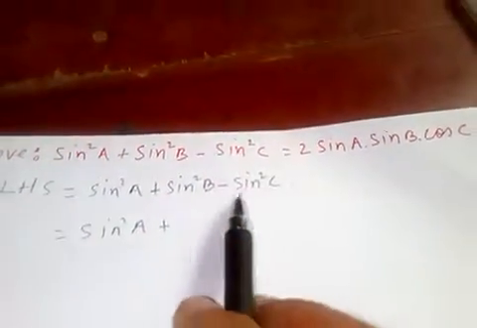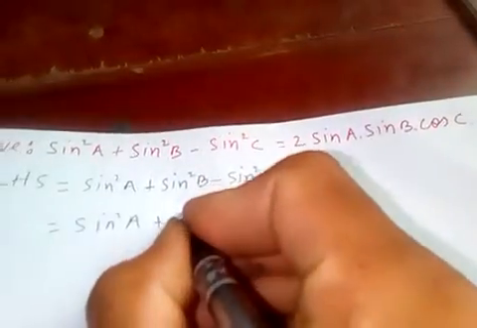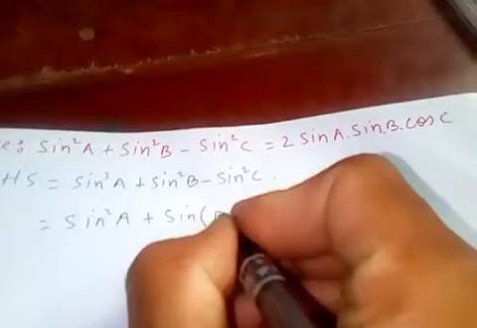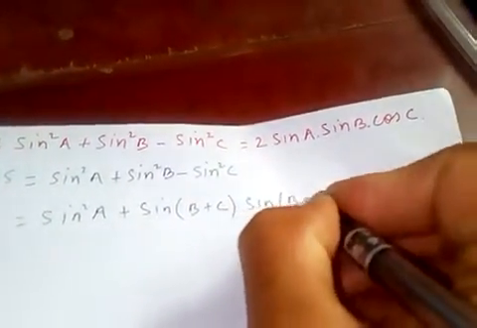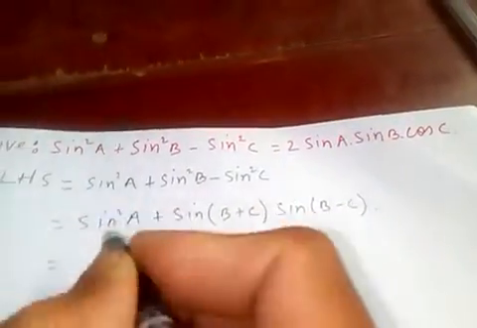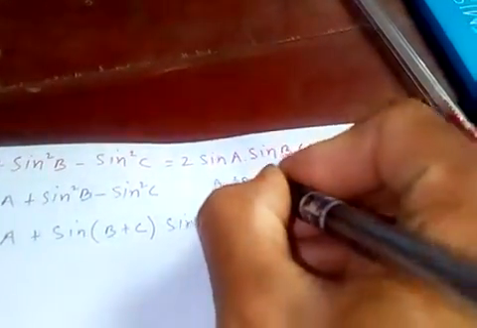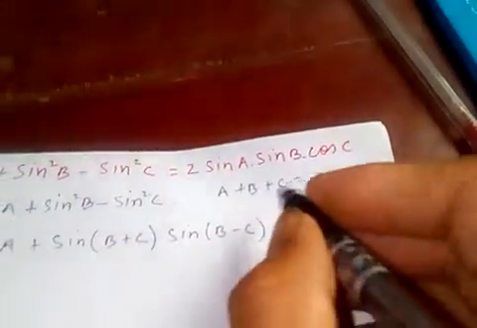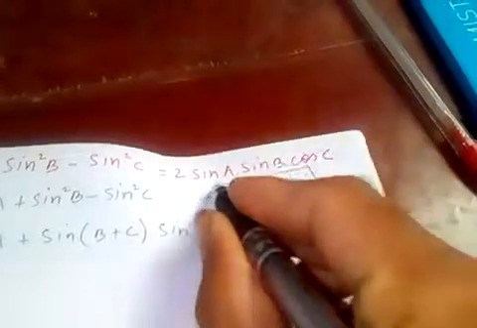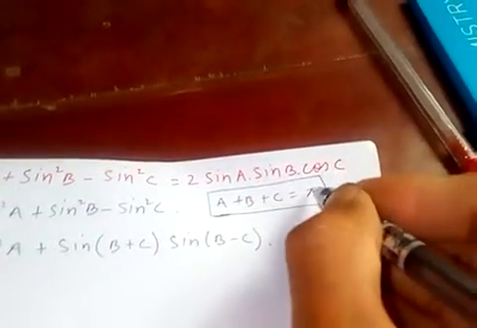And you can watch my video on this. sin²B − sin²C is just sin(B + C) sin(B − C). Here also we assume that A + B + C = π, because the sum of all the angles of a triangle is 180°, so in terms of a triangle we denote it π.